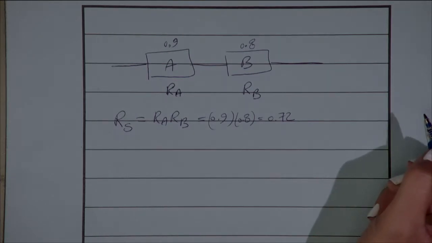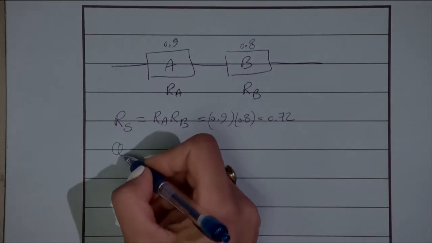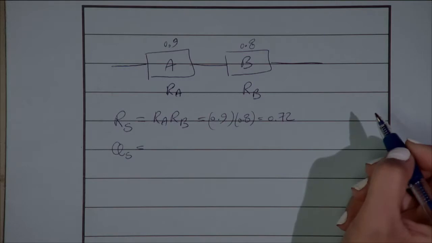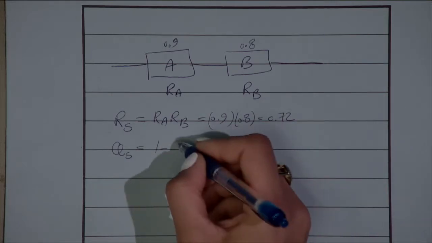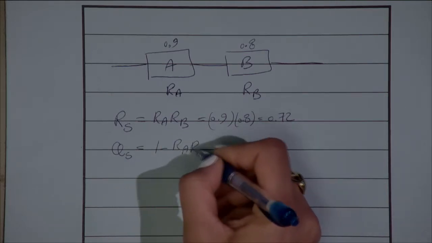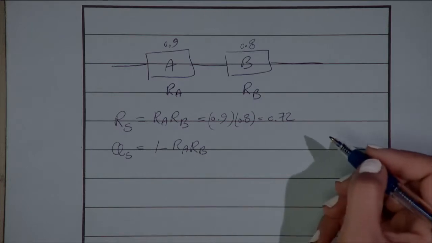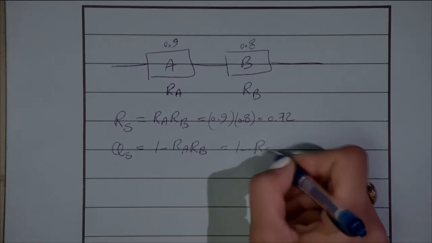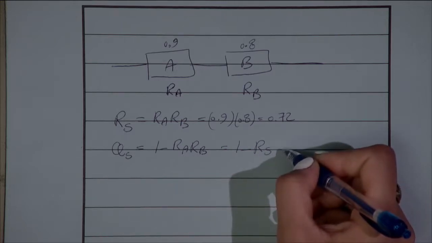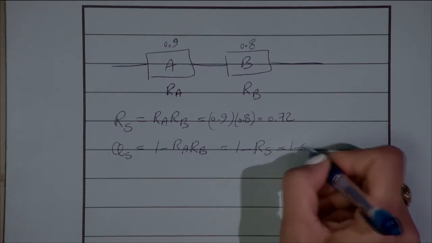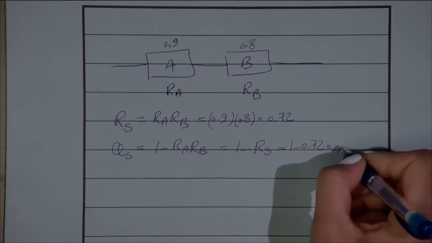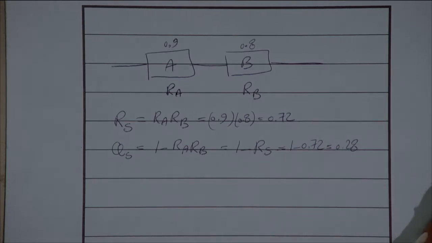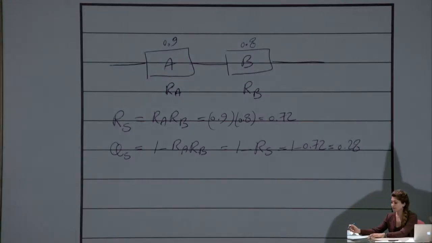Now if I ask you what is the probability of system failure, Q of S would be 1 minus RA, RB. Okay, that would be the probability that the system doesn't work, or basically 1 minus R of the system working, the reliability of the system, which is 1 minus 0.72. So you get 0.28 as the probability of failure in the system. So Q is the probability of failure, R is the reliability.